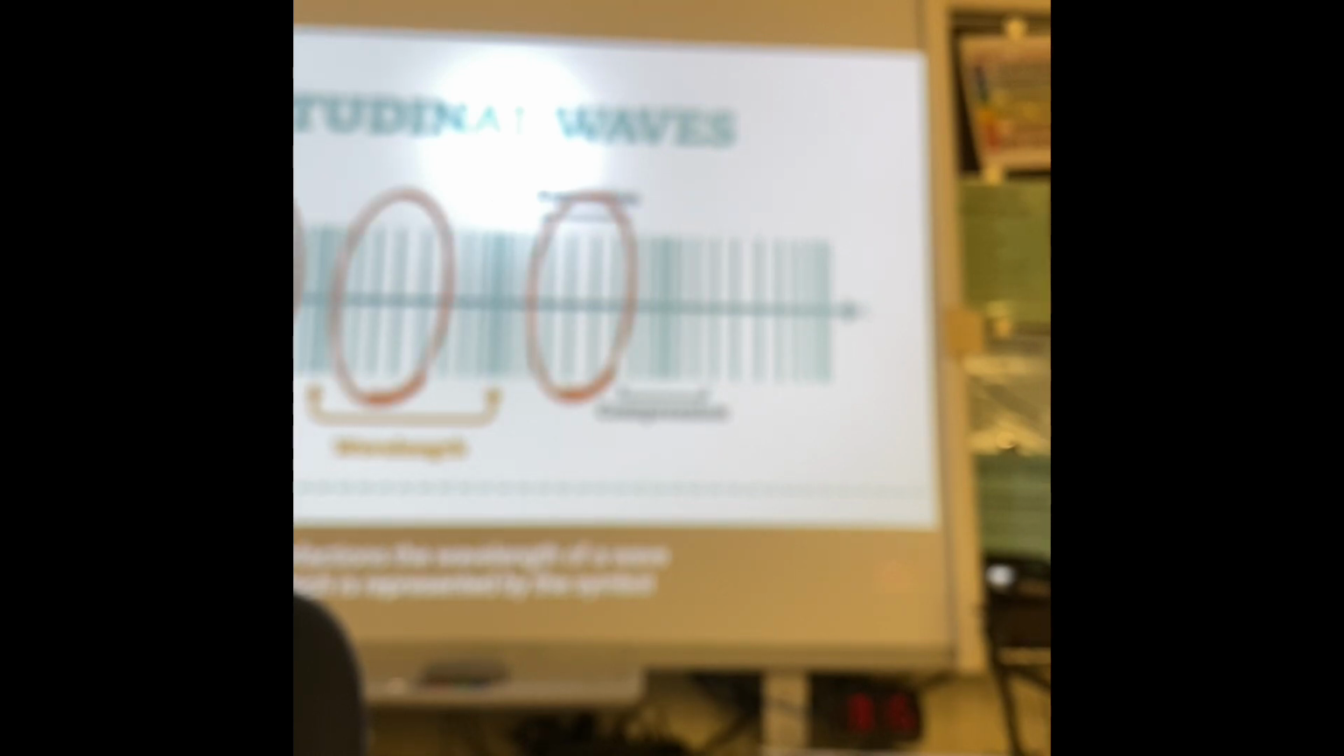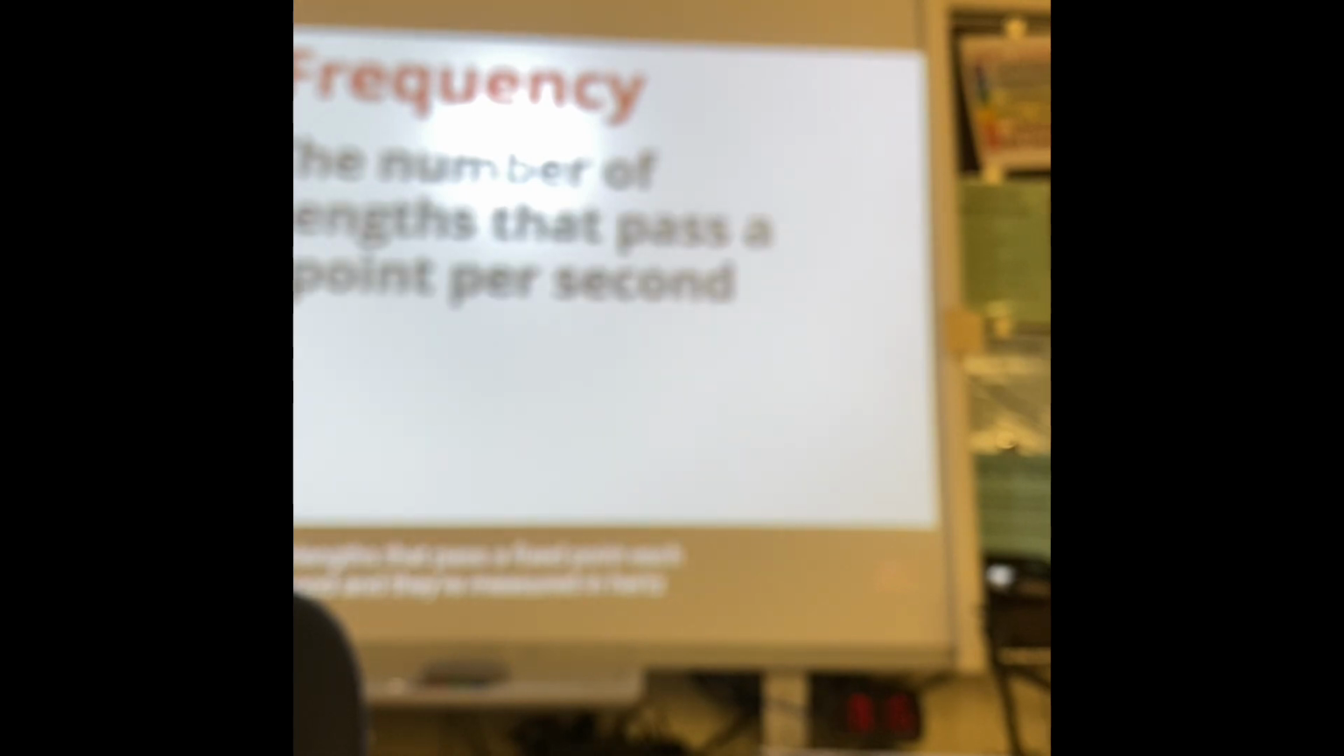The wavelength of a wave, which is represented by the symbol lambda, is the distance from crest to crest or trough to trough in transverse waves, and from compression to compression or rarefaction to rarefaction in longitudinal waves. The frequency of the wave is the number of wavelengths that pass a fixed point each second, and they're measured in hertz. Here's high frequency and low frequency.